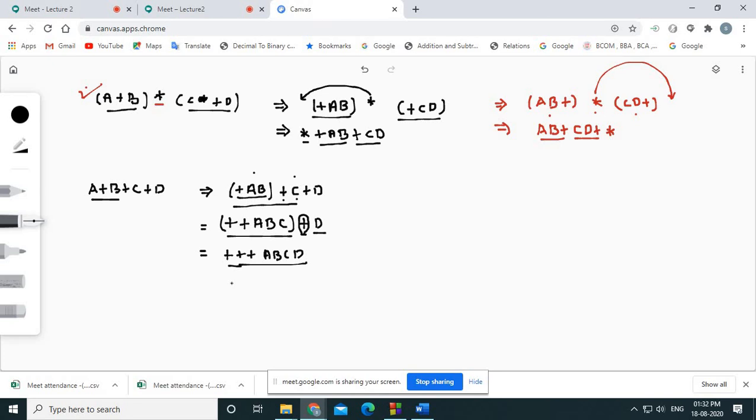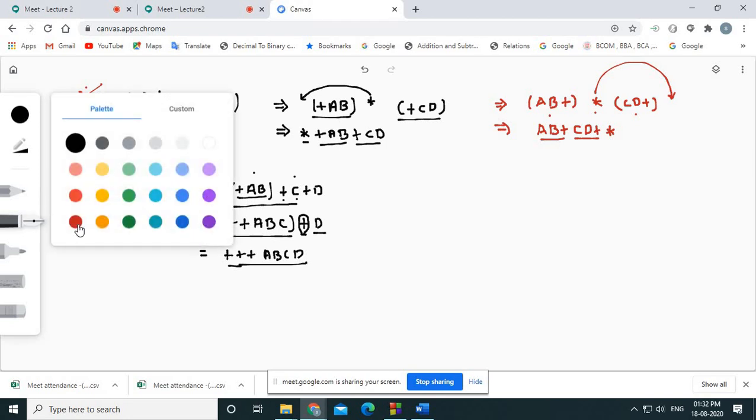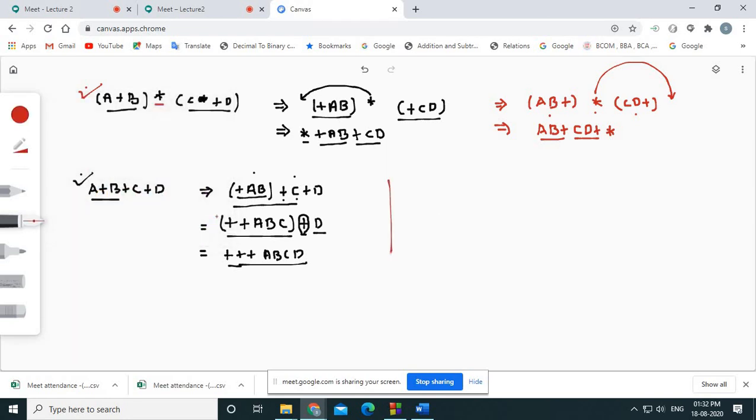Now suppose we want to convert the same expression into postfix. This is the expression given to you, and you have to convert it into postfix. I'm using another color pen. Here I start with A plus B and convert it into postfix. The postfix of A plus B will be AB plus. You write the other part of the expression in the same way: plus C and plus D.